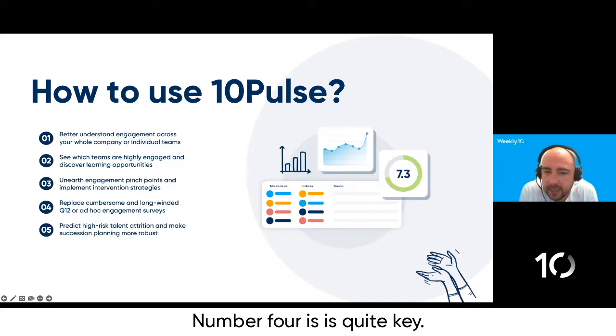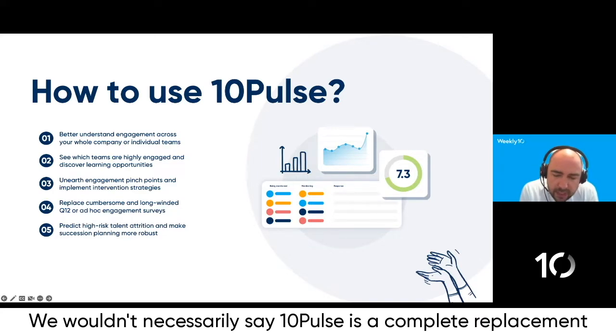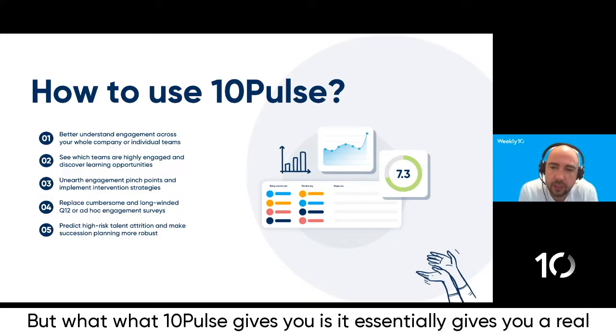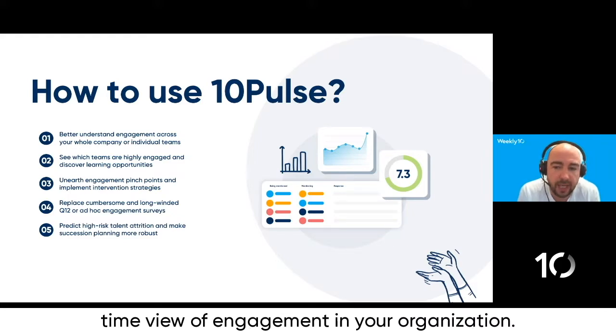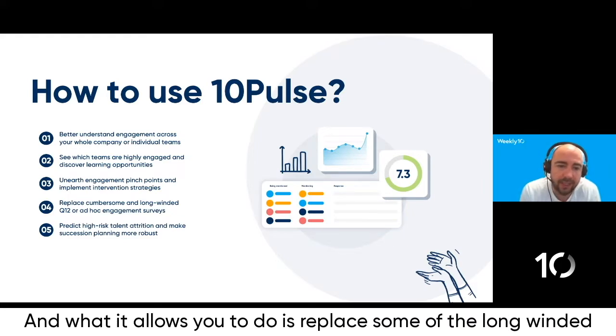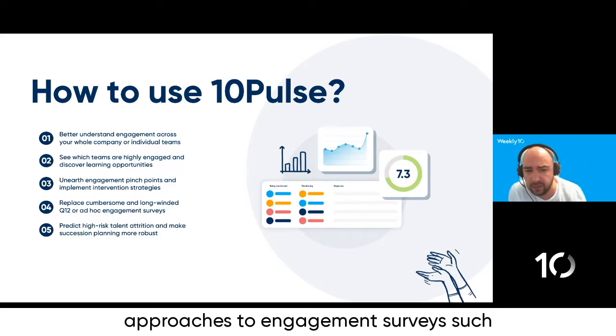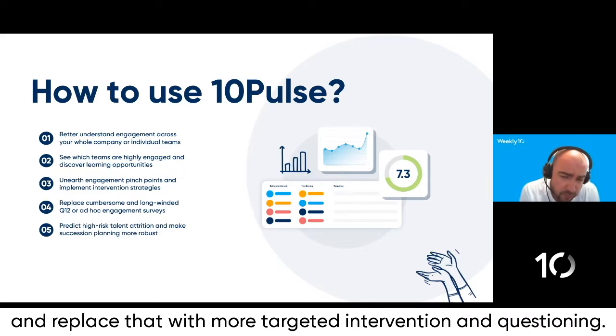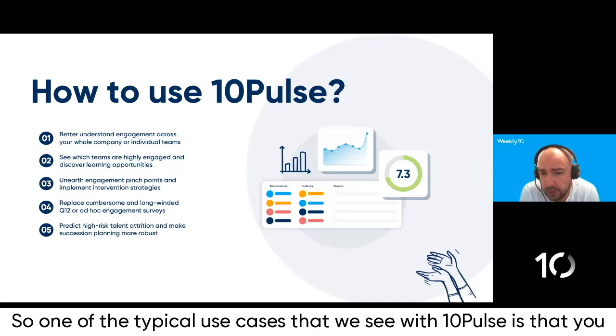Number 4 is quite key. We wouldn't necessarily say 10Pulse is a complete replacement for engagement surveys or even pulsing, but what 10Pulse gives you is a real-time view of engagement in your organization. And what it allows you to do is replace some of the long-winded approaches to engagement surveys such as a Q12 or ad hoc or pulse surveys that are done during the year, and replace that with more targeted intervention and questioning.